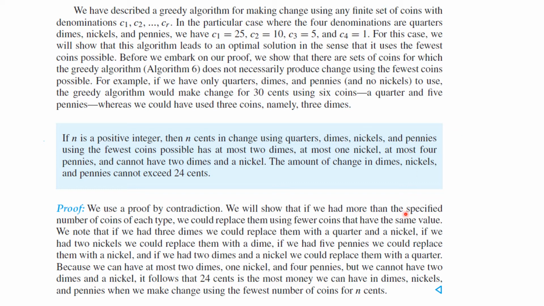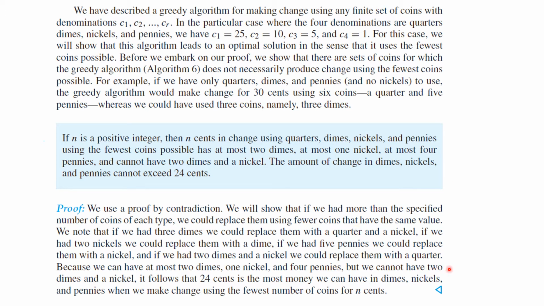Okay, we're going to use a proof by contradiction. So we will show that if we had more than the specified number of coins of each type, we could replace them using fewer coins that have the same value. Note that if we had 3 dimes, we could replace them, instead of with 3 coins, with a quarter and a nickel. If we had 2 nickels, we could replace them with a dime. And if we had 5 pennies, we could replace them with a nickel. And if we had 2 dimes and a nickel, we could replace them with a quarter.